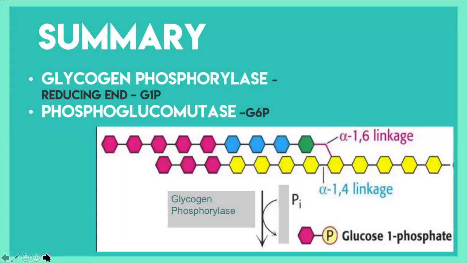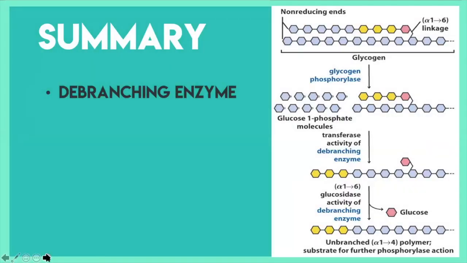Okay, to summarize, for glycogenolysis or the breakdown of glycogen, you need 3 enzymes. Okay, so for the alpha-1,4 linkage, you need glycogen phosphorylase, and then ika-cut off mo siya sa non-reducing end. You get to produce glucose 1-phosphate rather. But since that cannot enter glycolysis, you need to convert it to G6P with the help of your phosphoglucomutase. Okay, but then you have your alpha-1,6 linkage. So here you need another enzyme, which is your debranching enzyme, which has both transferase and glucosidase activity. Okay, so I hope you get it.